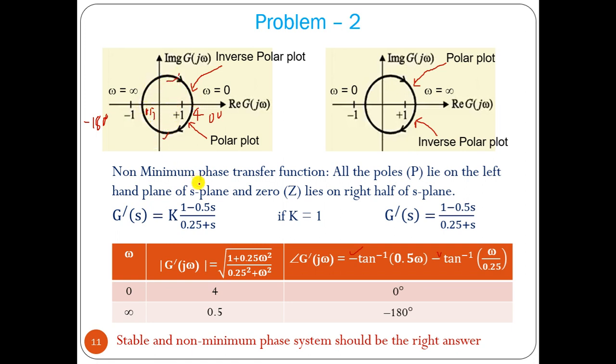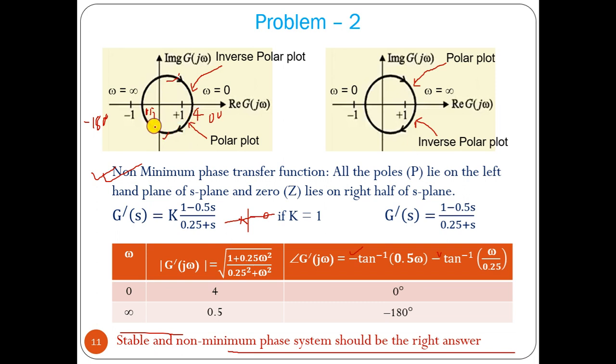So what we are observing here is the example of non-minimum phase transfer function where p equal to z, 1 pole and 1 0. So 1 pole at left hand side, another 0 at right half plane. So this system is a stable system and non-minimum phase system should be the right answer. This is a stable system because we don't have pole at this p. Why it is stable system, you can say. Now this is the plot.